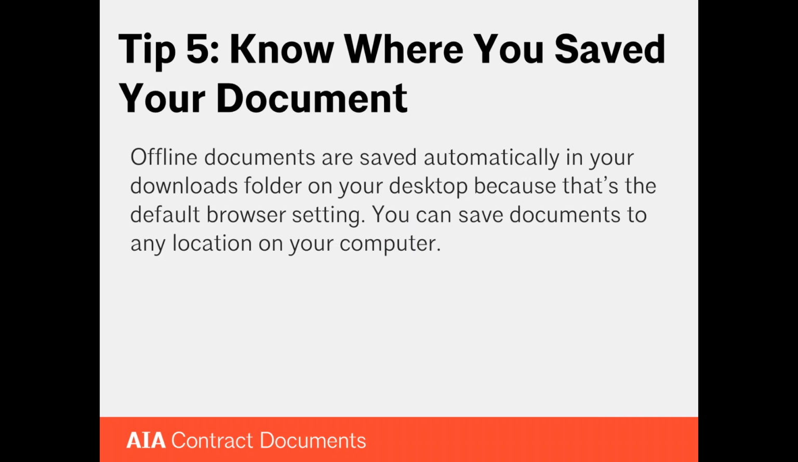So we do get a lot of questions at technical support about where the document is saved. So offline documents are saved automatically in your downloads folder on your desktop. That's the default browser setting. Of course, it's a Microsoft Word document. You can save it wherever you'd like on your computer, any common drive or desktop, anywhere you'd like. However, if you've just been clicking save and you don't remember, you didn't save it to another location, check your downloads folder. That's where it's saved by default.